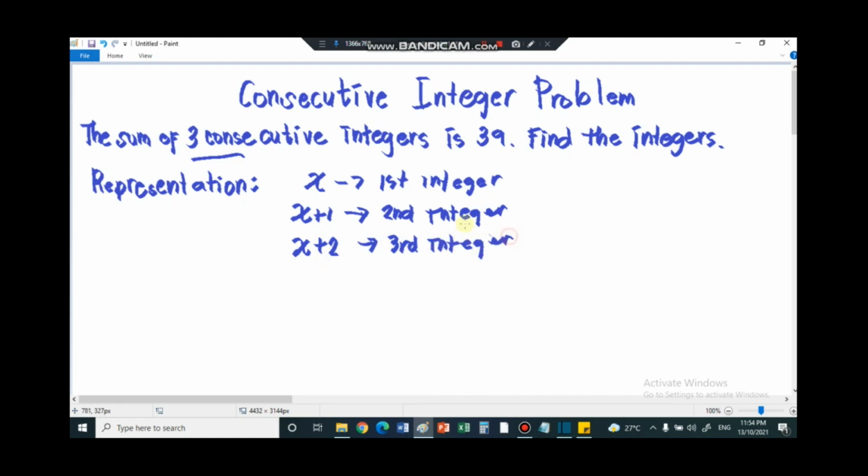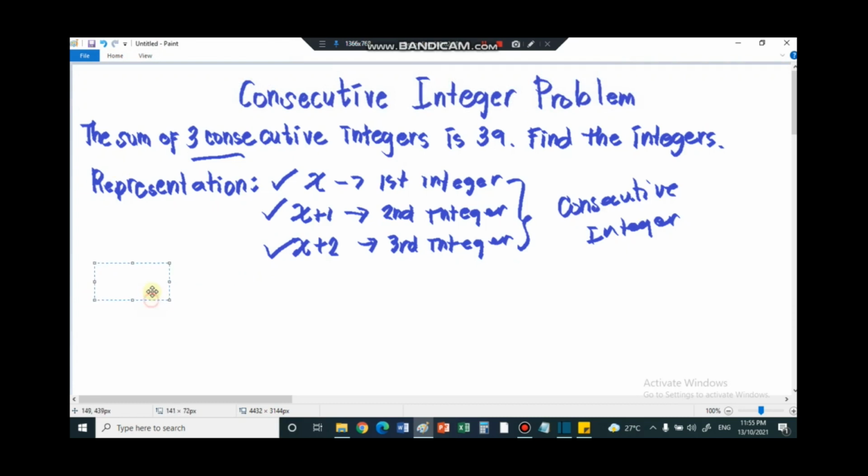So if you have 5 as your x, 5 plus 1, which is 6. The second, 5 plus 2 is 7. So you will have 5, 6, 7. So this is how you represent consecutive integers. Okay, so we're done with representation. You have 3 checks for that. Let's proceed to the solution or the equation.